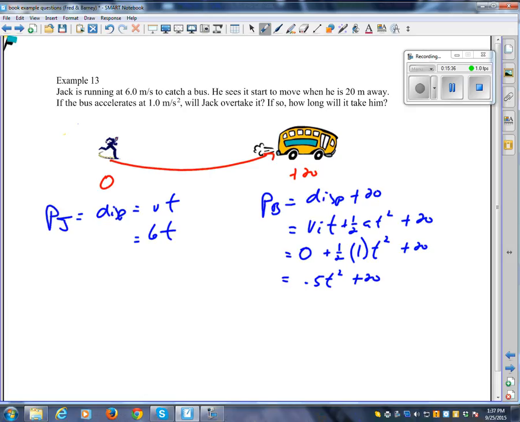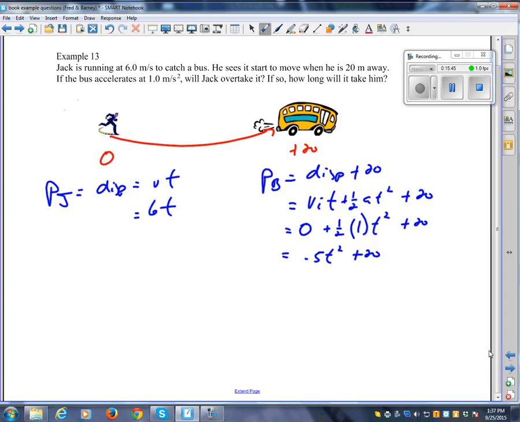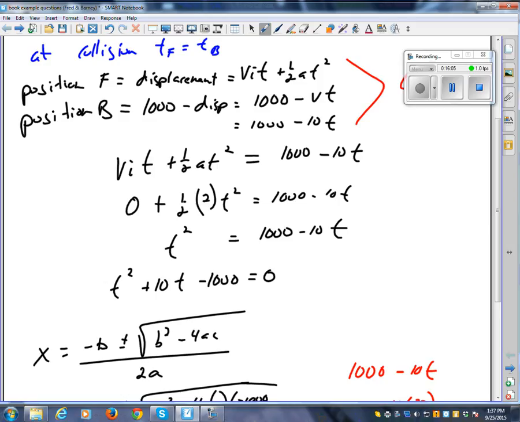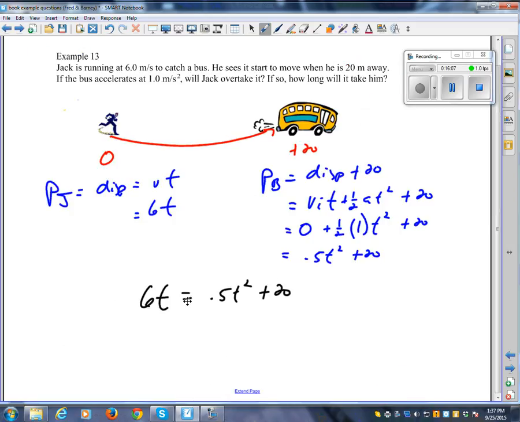And again, Jack catches the bus when those positions are equal. So how do we find out the time when they're equal? Make them equal. So I'm going to write 6t is equal to 0.5 t squared plus 20. That make sense? Is that the same setup as the previous example? It's almost identical, right? Same sort of idea. Now we solve it.